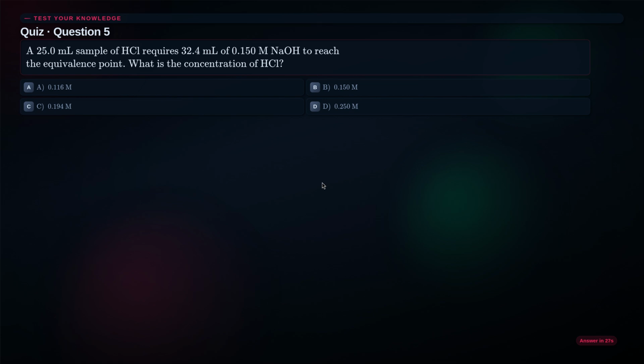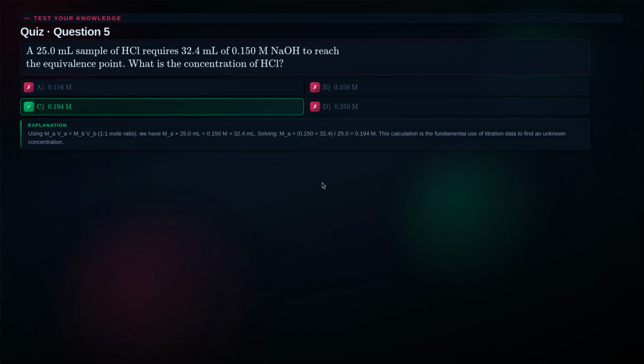The correct answer is C, 0.194 molar. Using M acid times V acid equals M base times V base with a 1-to-1 mole ratio, we have M acid times 25.0 equals 0.150 times 32.4. Solving gives M acid equals 0.194 molar. This calculation is the fundamental use of titration data to find an unknown concentration.